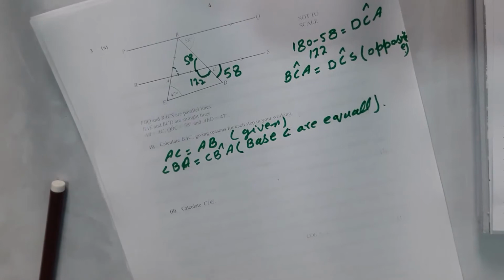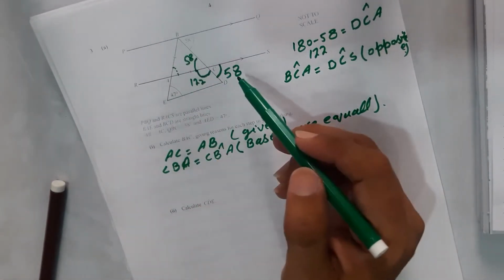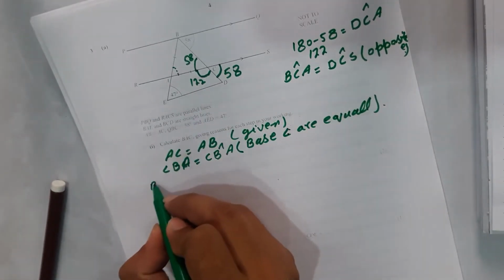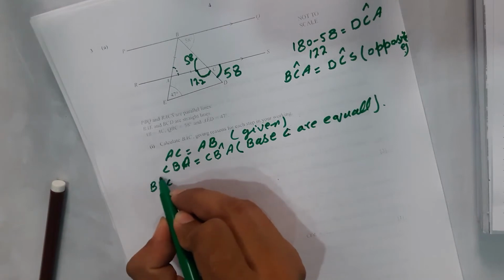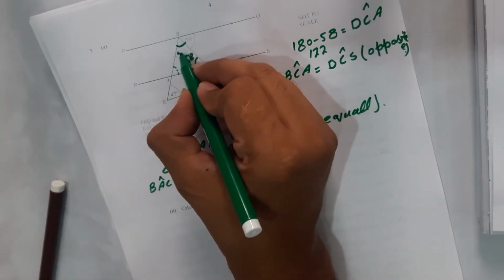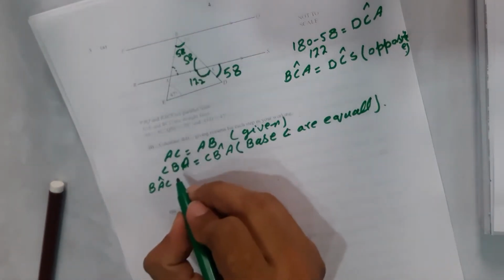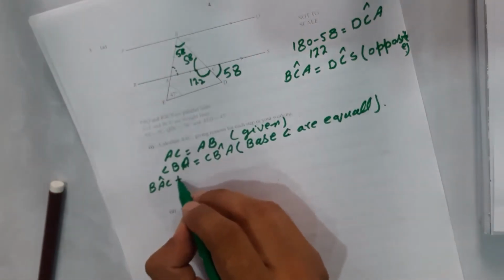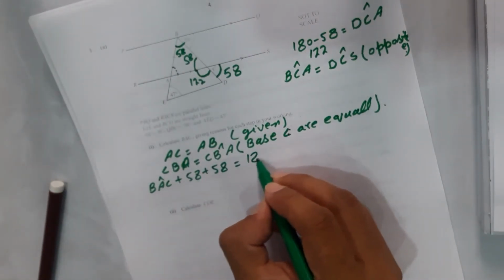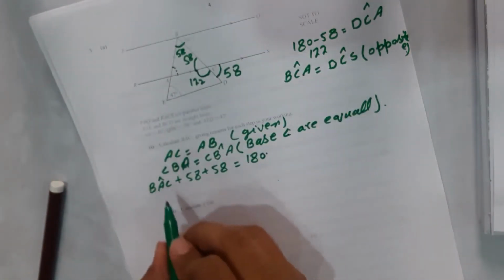Now we have to find BAC. So BAC, this is 58, and this is also 58 because these two sides are equal. So BAC plus this 58 plus this 58 is equal to 180, because the sum of the interior angles of a triangle is 180. We have to find BAC.